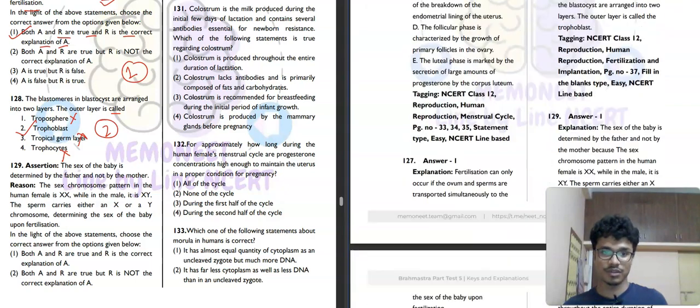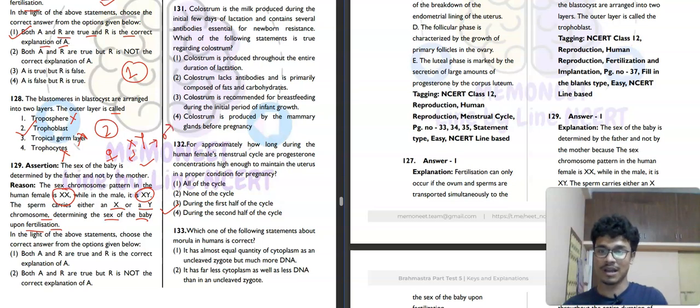This is an assertion type of question. The sex of the baby is determined by the father and not by the mother. Absolutely correct. And then the reason: the sex chromosome pattern in the human female is XX while in male it is XY. The sperm carries either X or Y chromosome determining the sex of the baby upon fertilization. Absolutely correct. So the sex of a baby is determined by the father because the father has the chromosomes X and Y, and if this X is carried, then it will be a female child, and if this Y is carried, it will be a male child.